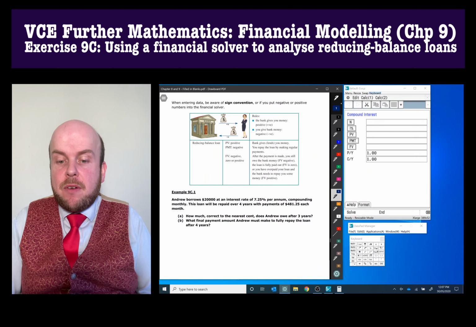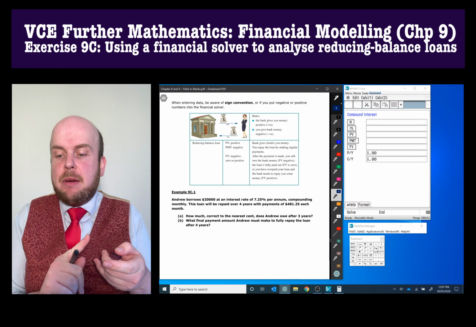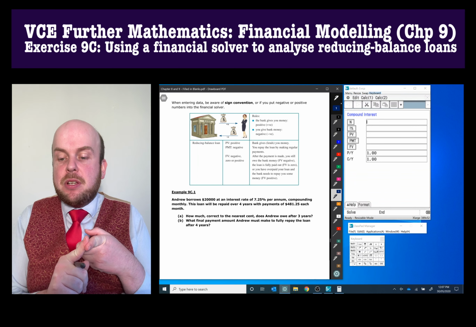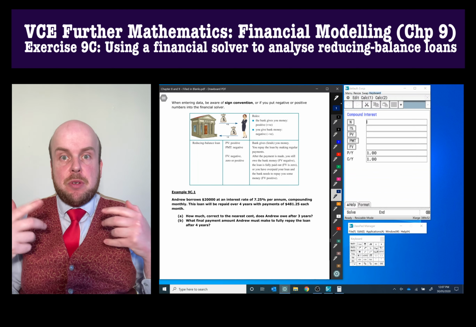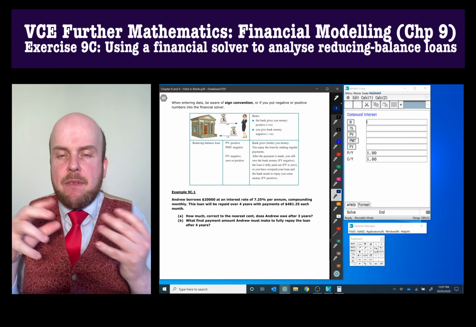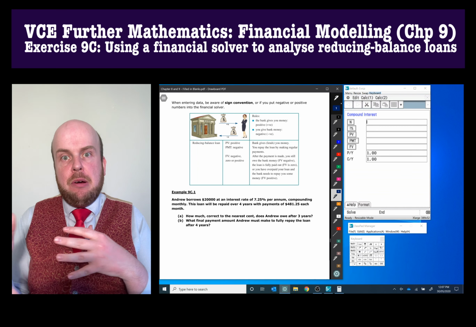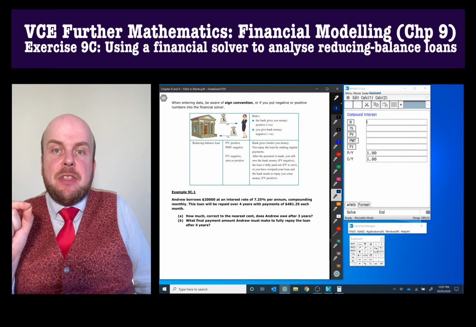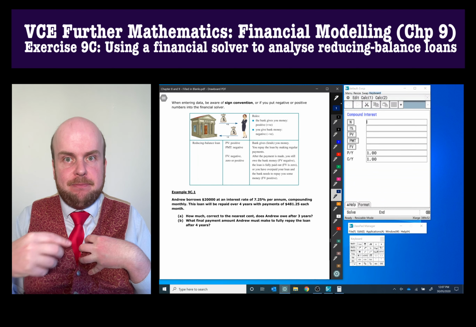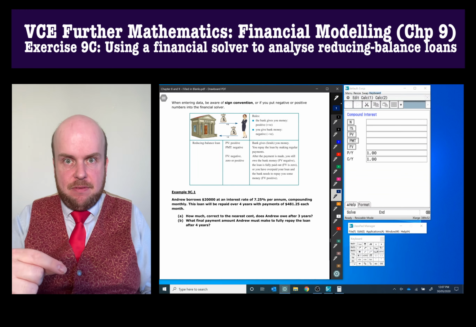When entering data, be aware of a sign convention. What this means is that we use positive numbers and negative numbers in the payment section and the PV section. So just as an idea there to remember which one's which, because having a minus or a plus does affect what answers you get. If the bank is giving you money, if that's something you're receiving, the number in the calculator should be positive. If it's something that you're giving back to the bank, then it is negative.